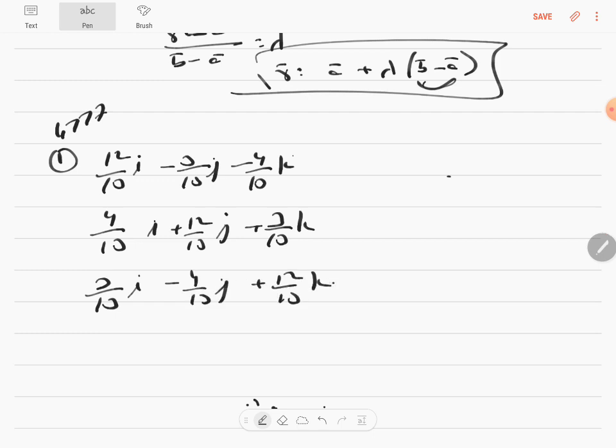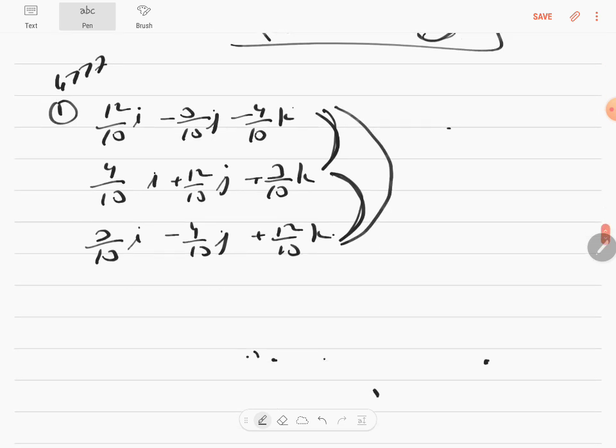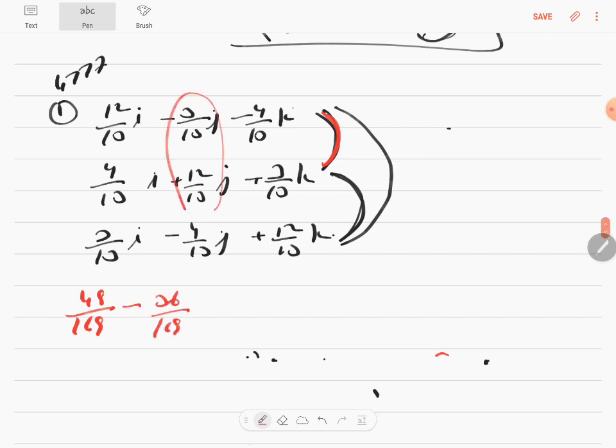To show that they are mutually perpendicular, this and this have to be dotted. If the dot product is equal to 0, it means it's perpendicular. Dot this and this, the dot product is equal to 0, it's perpendicular. You can only dot i's with i's, j's with j's and k's with k's. So let's do this. 12 fours are 48 by 169. Minus 12 threes are 36 by 169. Minus 4 threes are 12 by 169.